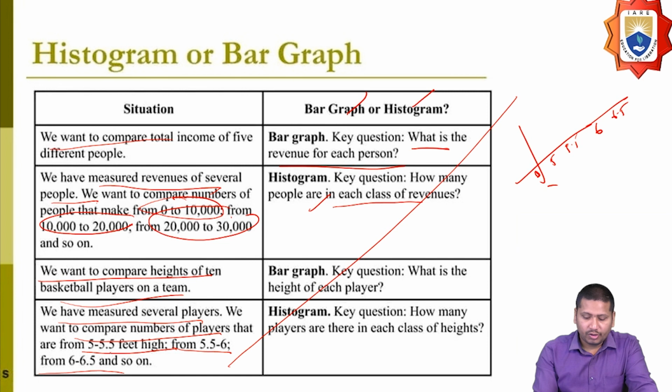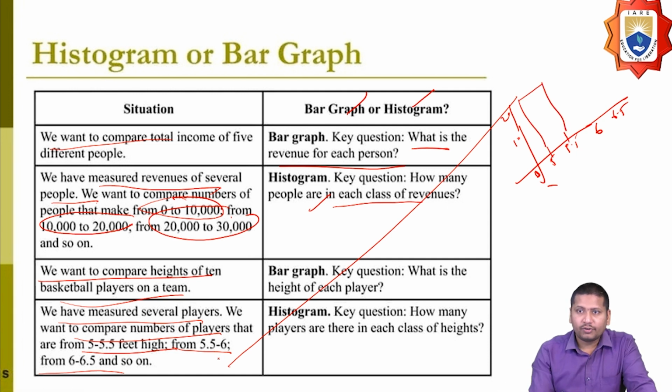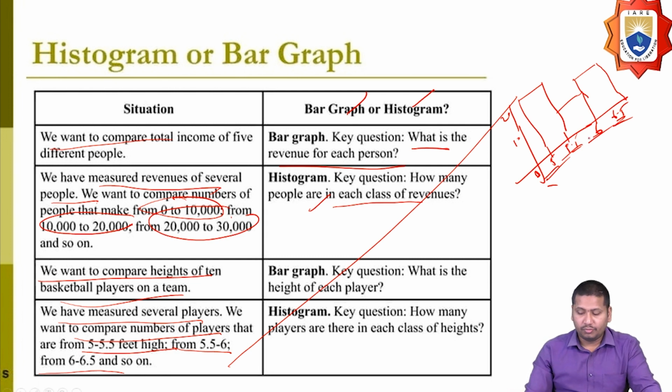From 5 to 5.5, the number of players will be 20. From 5.5 to 6, it should be 10. And 6 to 6.5 it should be around 15, right? So here, maintaining the class interval is why I am able to construct the histogram.